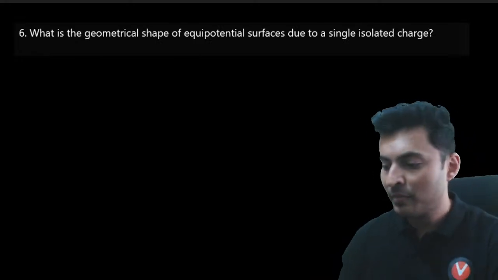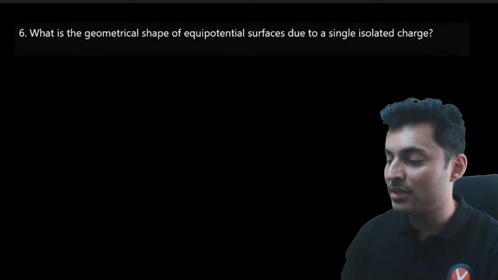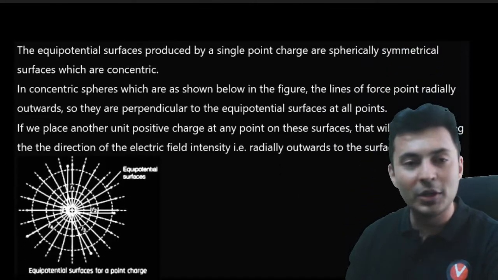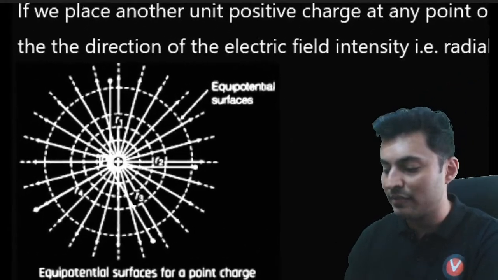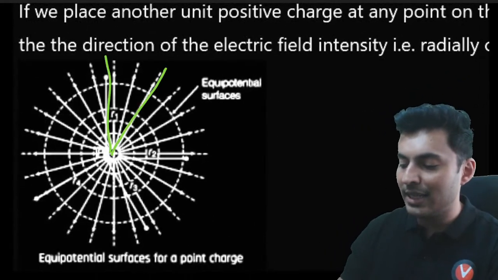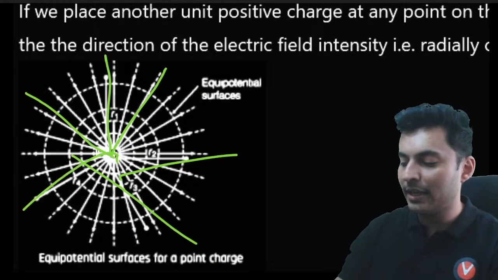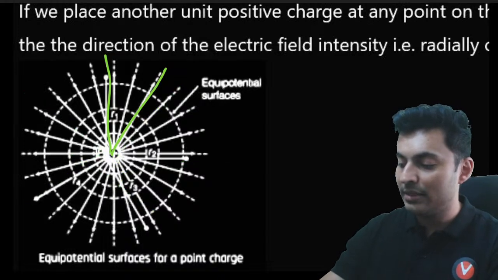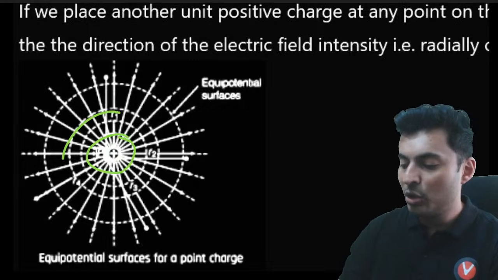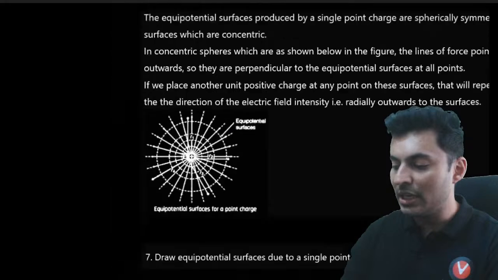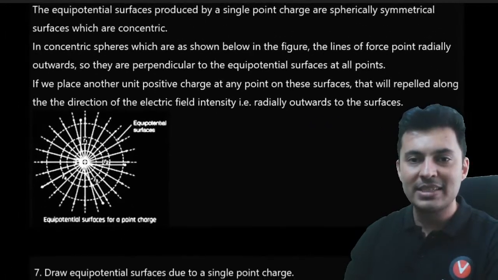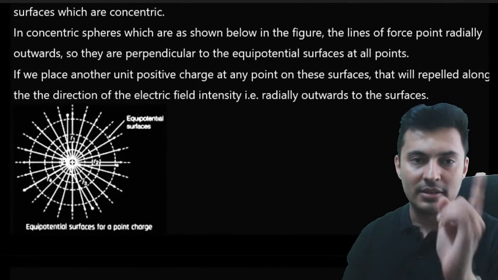The geometrical shape of equipotential surface due to a single isolated charge is going to look like this. Yeah, concentric shells, concentric spheres. What are these lines? These lines are electric field lines, and the electric field lines are always perpendicular to the equipotential lines. That's why you can see they are circular in nature. So, the equipotential surfaces are basically just concentric circles.